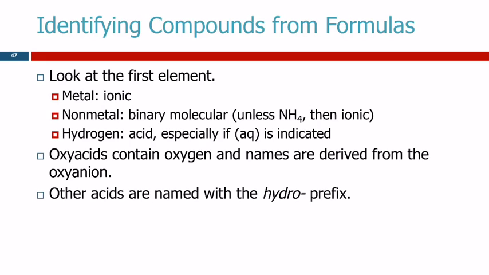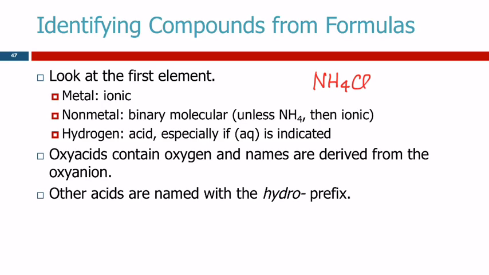If you have a formula, look at the first element in the formula. If the first element is a metal, it's going to be an ionic compound. Use the rules for ionic compounds. If the first element is a non-metal, then it's most likely a binary molecular compound, unless it's starting with NH4. And sadly, none of my examples ended up having NH4 in them.